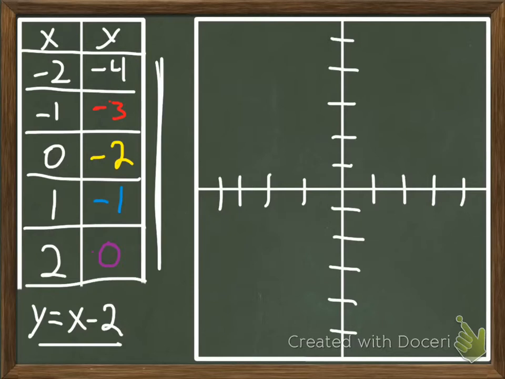So the first dot is negative 2, negative 4. So we go left 2, down 4. Next we have negative 1, negative 3. So we go negative 1, negative 3. Put our dot. Then we have 0, negative 2. So we don't go anywhere. We go down 2.